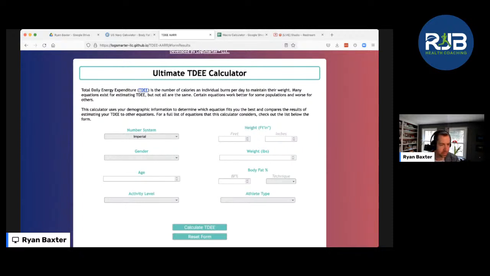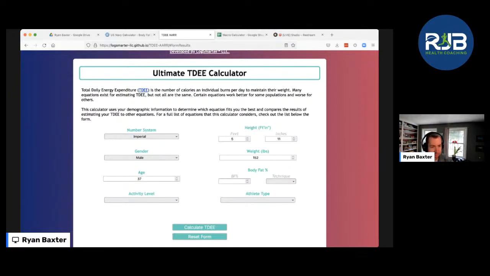So for example, we'll use my own data, and I'll put a link to this in the description as well, so you can go check it out. If I enter my own data here, I'm 5'11", I am a male, I weigh 152 pounds as of this morning, and I am 37 years old.